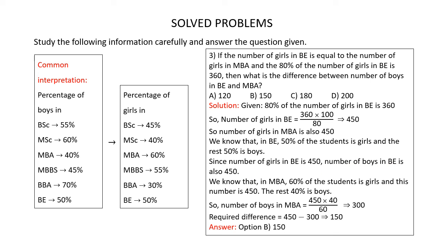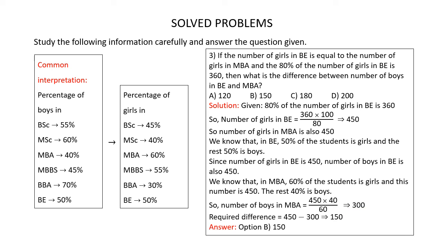Now from this information in the common interpretation, we know that the percentage of girls in MBA is 60% and percentage of boys in MBA is 40%. We know that the number of girls in MBA is 450. This means that 60% is equal to 450. So 40% will be equal to 450 multiplied by 40 divided by 60, which is 300. So the number of boys in MBA is 300.